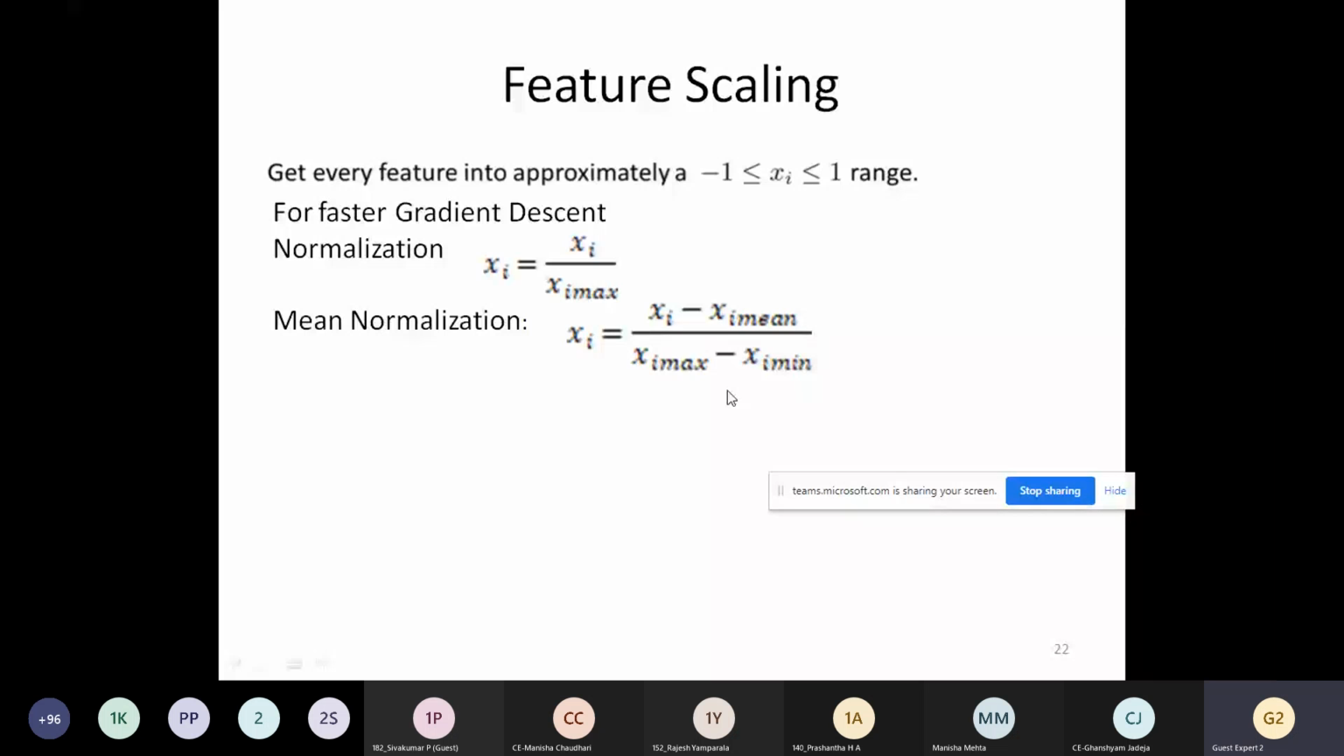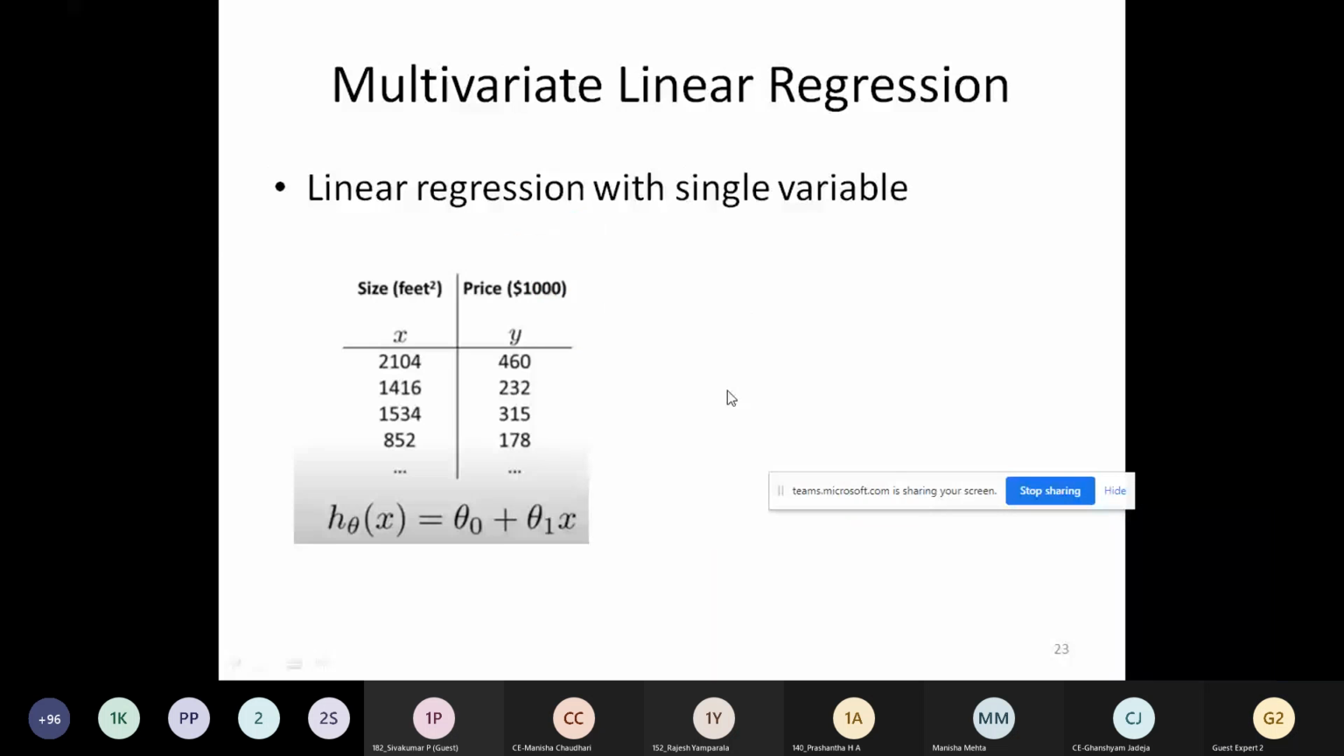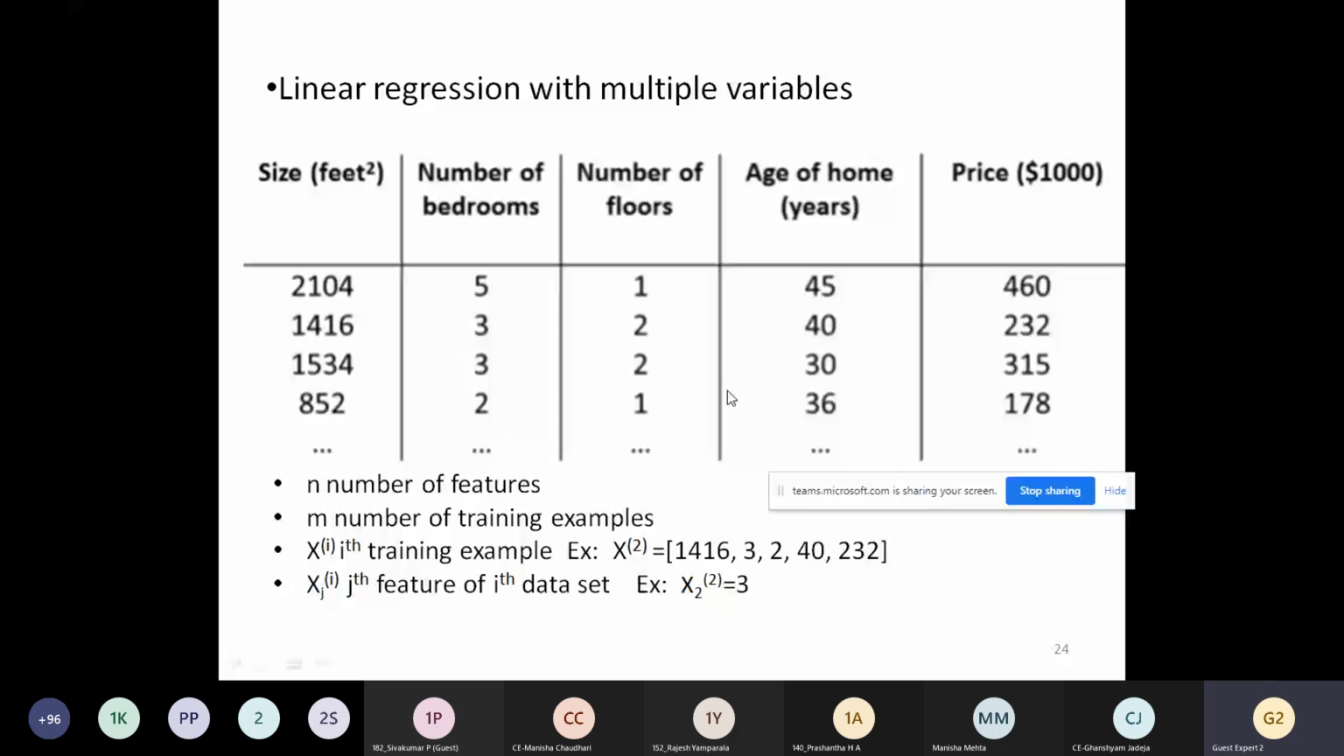Okay, now second is the multivariate regression. Up to this we have discussed simple regression in which there is only one feature. Now multivariate regression. In multivariate regression, more than one feature is used to predict the value of the target variable. So your data set will look like this. Here we have a total of 4 features and price is the target value.